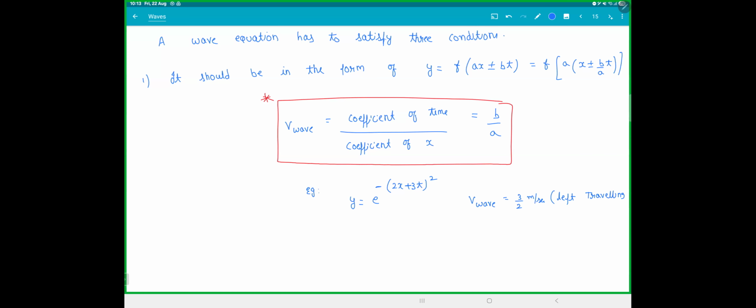So first of all, it should look like this. This is the first condition. And that is what we derived also, if you see. Clear with this? Second thing.